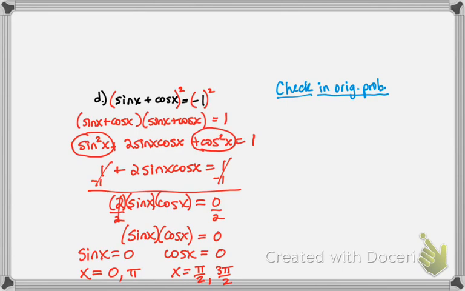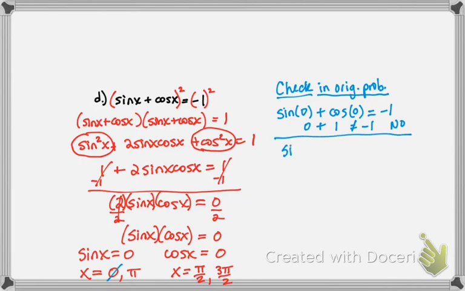So let's do that. My original problem was sine of x plus cosine of x equals -1. So I'm going to plug in 0. Well, I know that the sine of 0 is 0, the cosine of 0 is 1, and that does not equal -1. So that means 0 doesn't work.